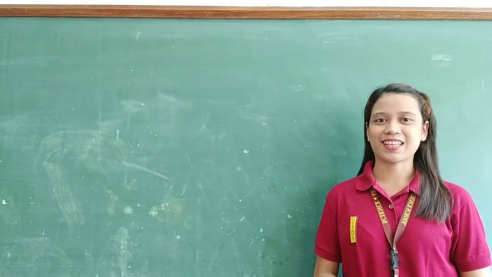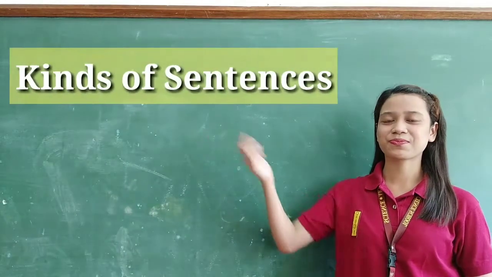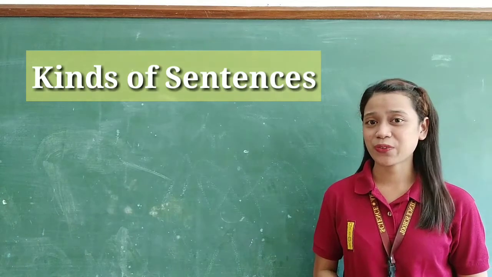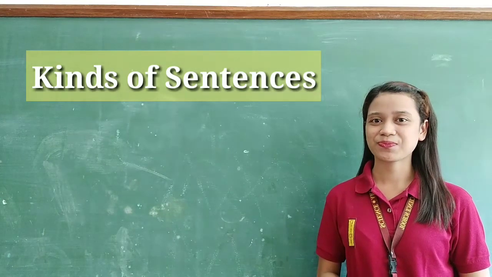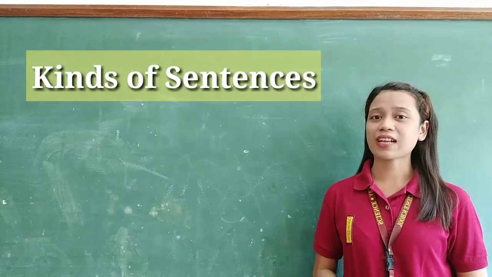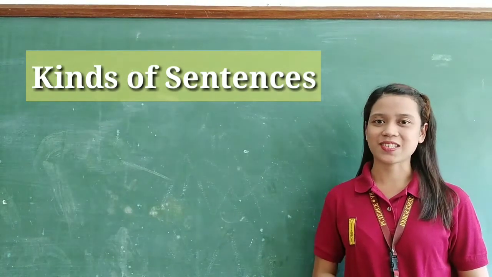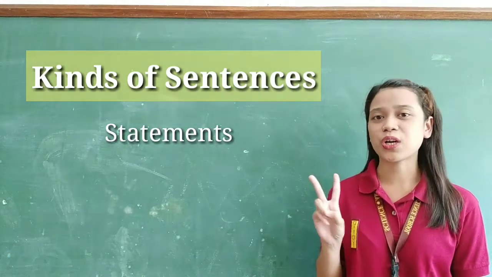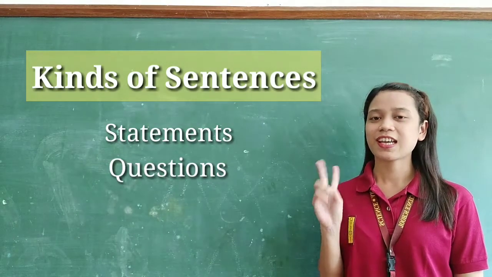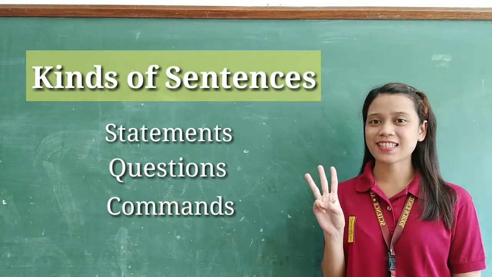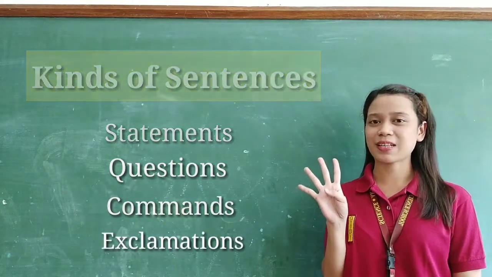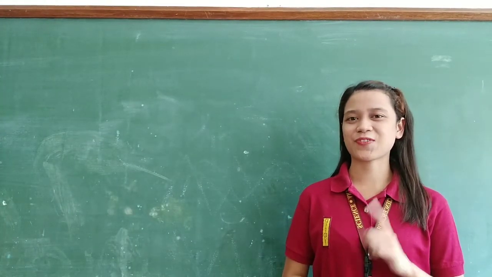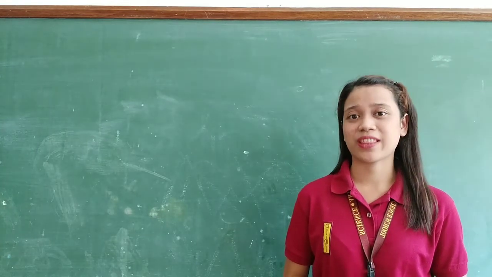Let's proceed to the next lesson, which is kinds of sentences. Are you familiar with the kinds of sentences? Okay, there are actually 4 kinds of sentences. The first one, we have the statements. Second one, we have questions. Next one, we have commands. And the last one is exclamations. So what are these kinds of sentences? Let's find out and start with the statements.